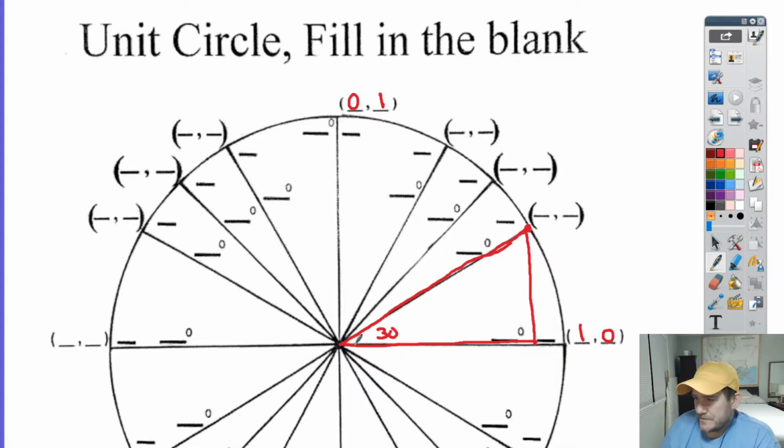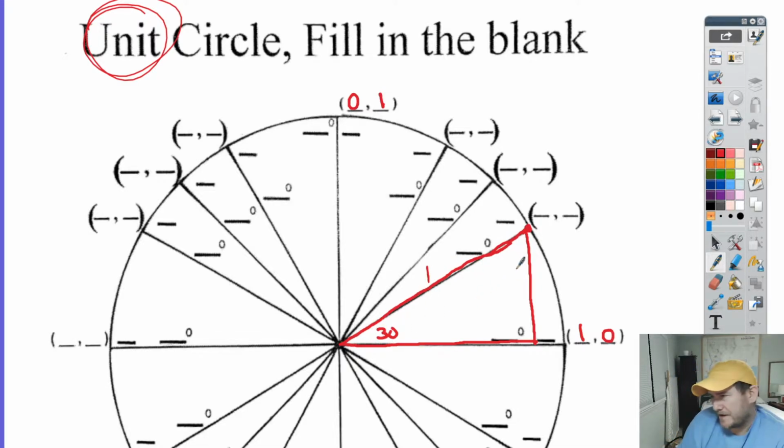We said this horizontal leg literally is the x-coordinate. This vertical leg literally is the y-coordinate. The problem is I don't know either, but I do know that we are on a unit circle, so my hypotenuse is 1. Well, in a 30, 60, 90 triangle, the short leg is half of the hypotenuse. So half of 1 is a half. So this triangle has a leg whose length is a half, so the y-coordinate is 1/2.